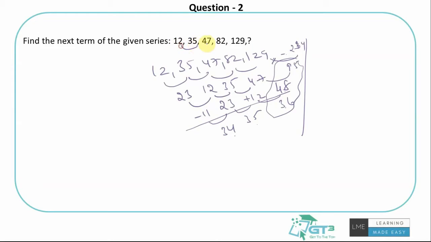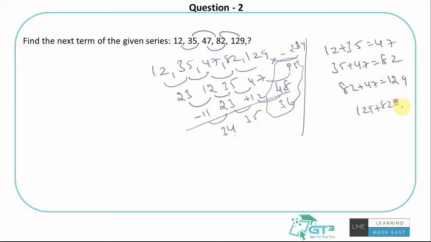So let's see, this 12 plus 35 is 47. Right? And 35 plus 47 is 82. And 82 plus 47 is 129. So obviously the next term should be the sum of 129 and 82. Right? That would be 130 plus 81, 211. That would be the answer, which is not equal to 234. So be careful on this part.